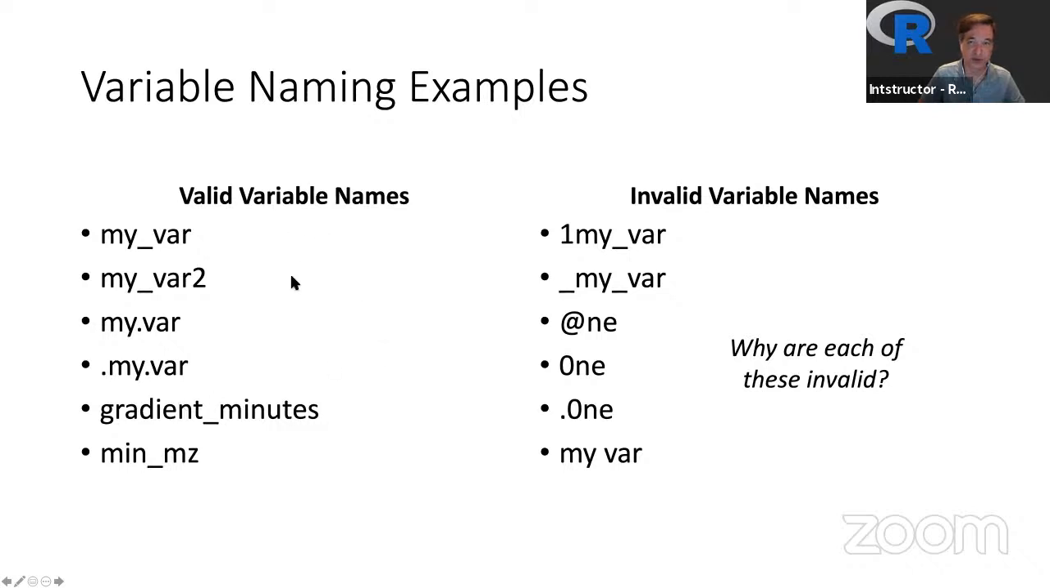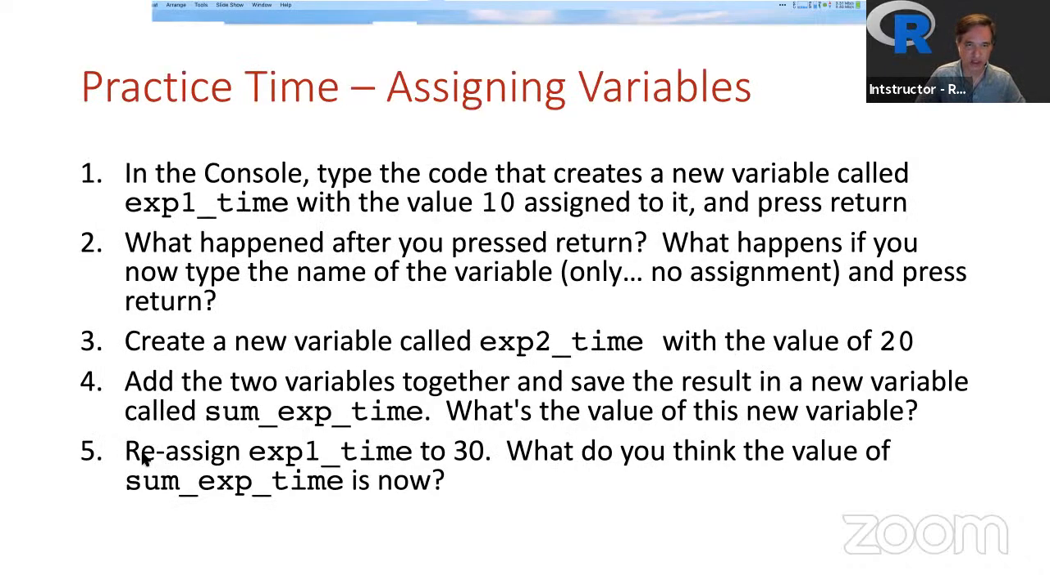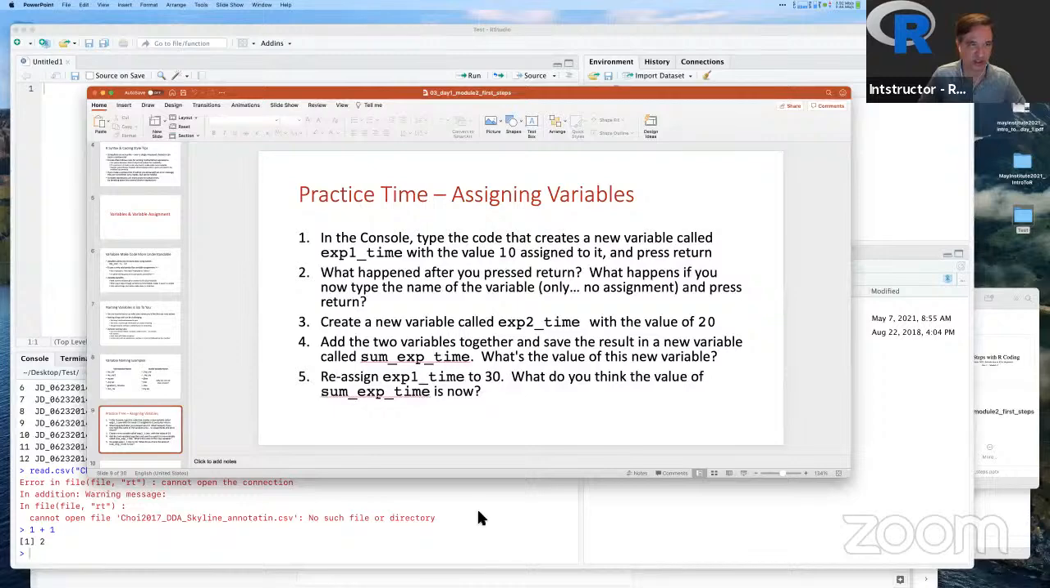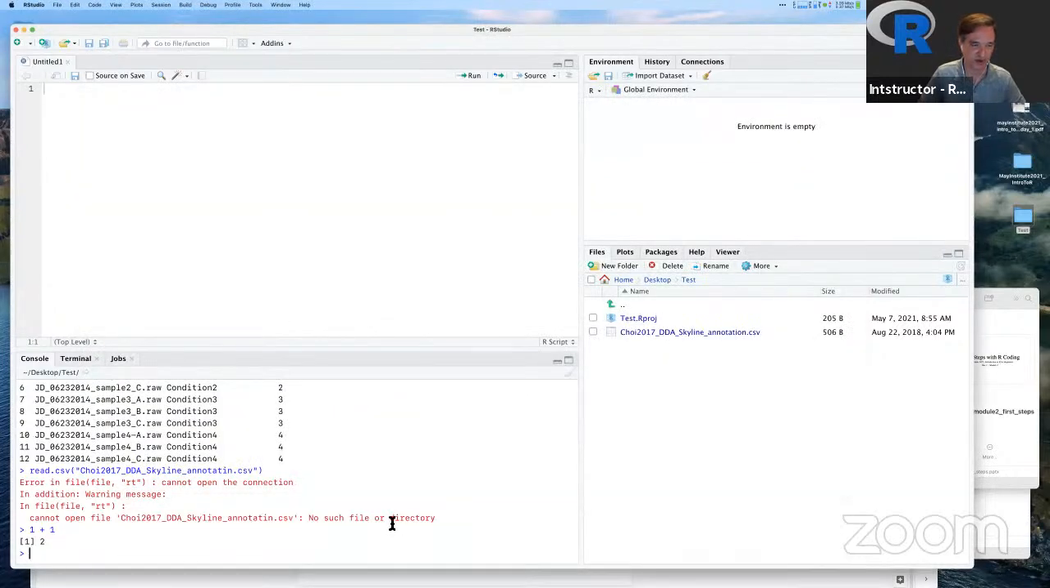In regard to variable names that are meaningful, these ones really aren't all that meaningful. MyVar in different forms isn't all that useful, but gradient_minutes is actually a good variable name. It tells us, maybe we're using an LCMS system and we want to store the value of the gradient time. That's a useful variable name. Or the minimum m/z, maybe of a mass spectra. So these are useful variable names that you can use. Okay, we're going to get into some practice time here, but let me show you some examples of making some variables.